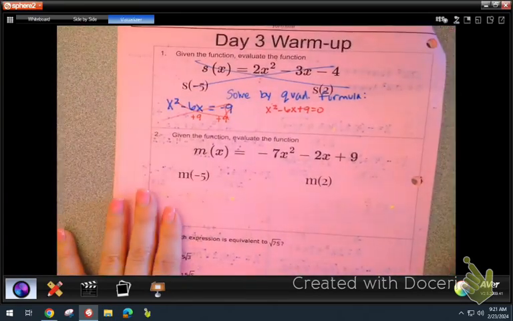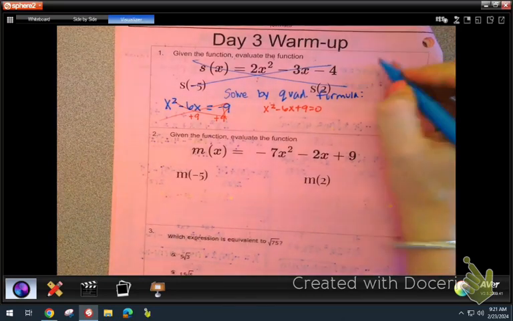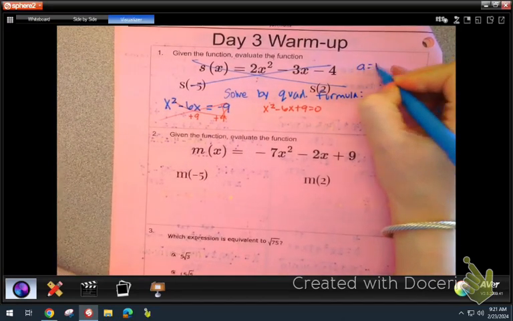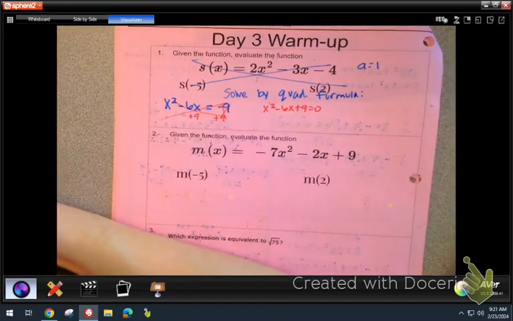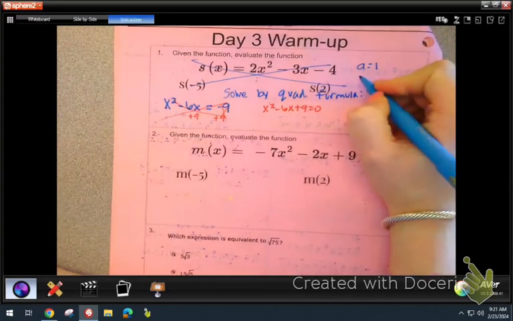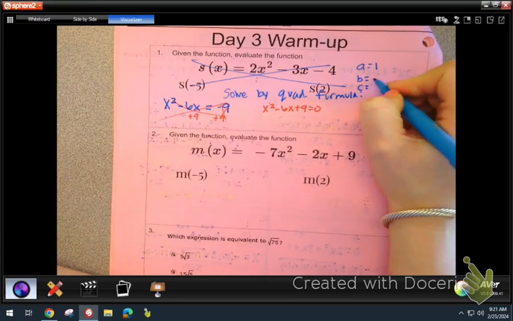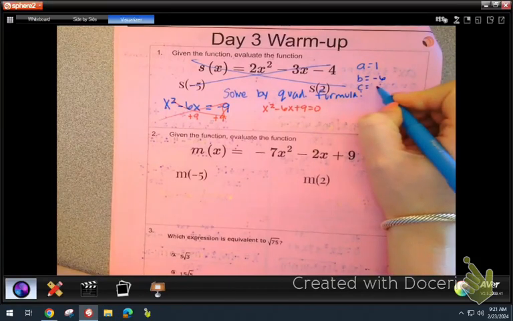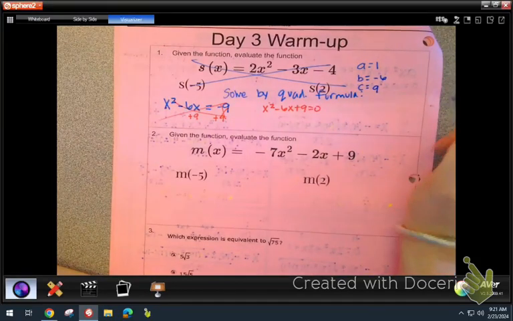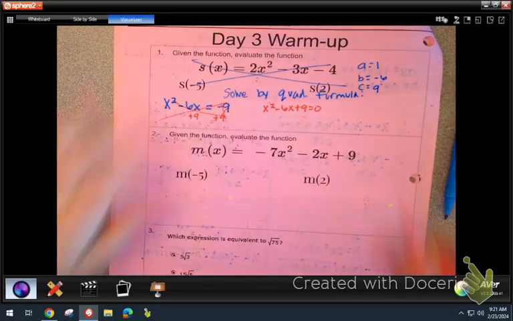Okay? And then from there, I want to figure out my a, my b, and my c. What is my a? 1. Remember, that's the coefficient of x squared. If there's not a number written in front, it's implied to be a 1. Miles, what's my b? My b is negative 6. And my c is 9. So we need to make sure you know those, you get the signs right and everything. And then we plug into the formula.